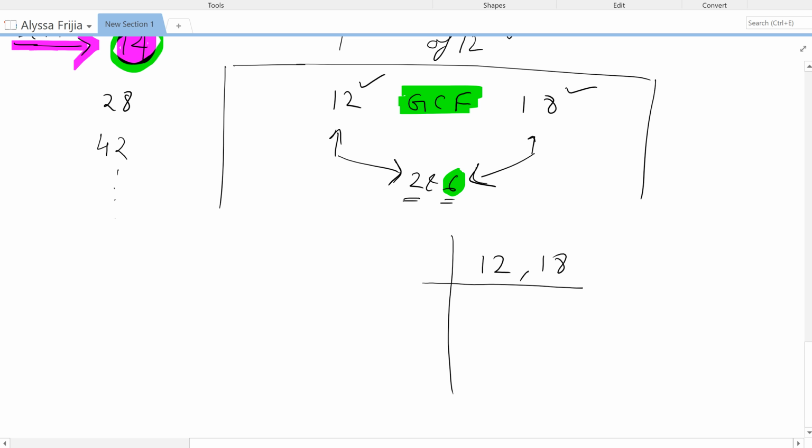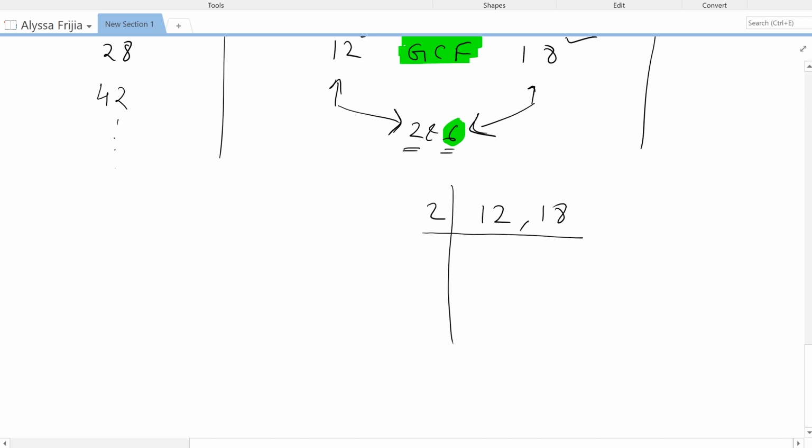You can divide with any number which is common. Now, what is a common number? We know that 6 divides both of them, even 2 divides. So let's start with something simple. Both of these numbers are even, so 2 must divide them. So we divide them by 2, we get 6 there and 9 there.